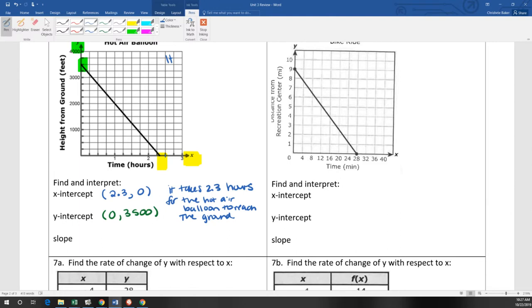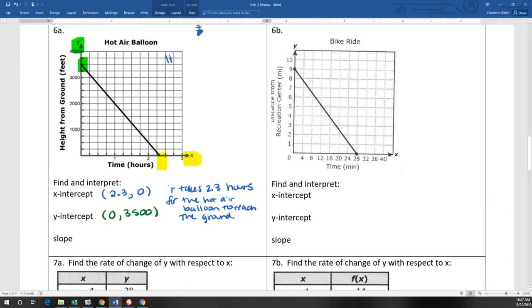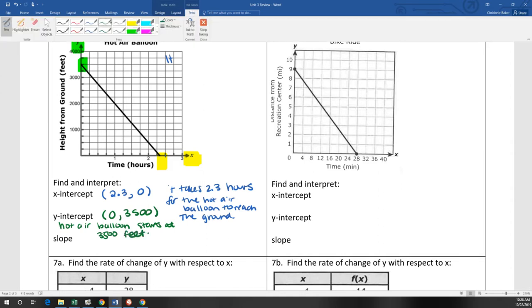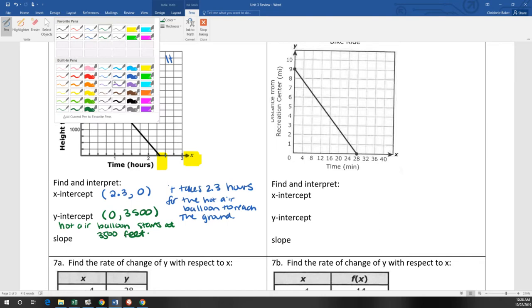Okay. Then we also have 0, 3,500 for our height. So 0 is our time again, and 3,500 is our height from the ground. So then we can say it starts at 3,500 feet. So the starting altitude of the hot air balloon starts at 3,500 feet.